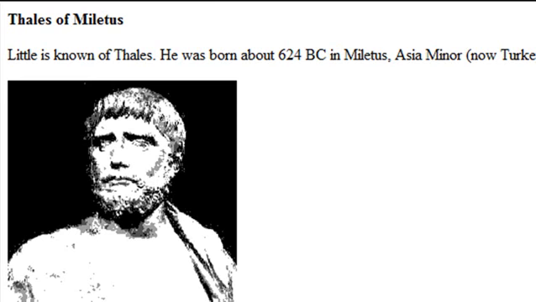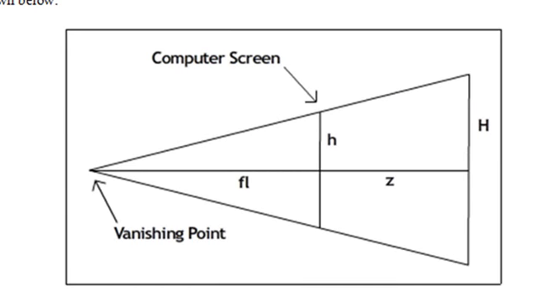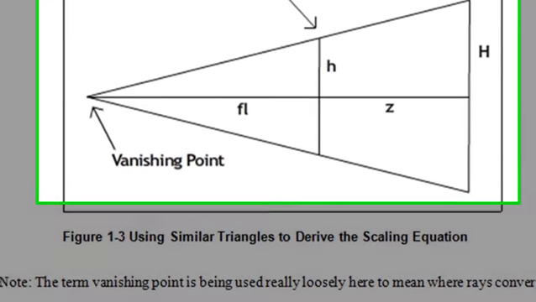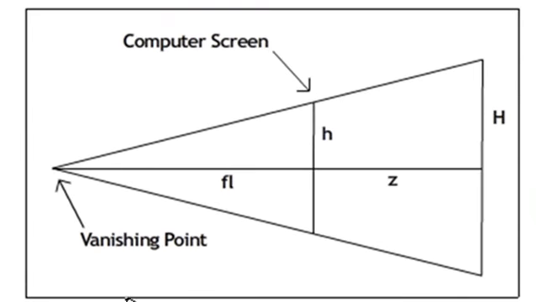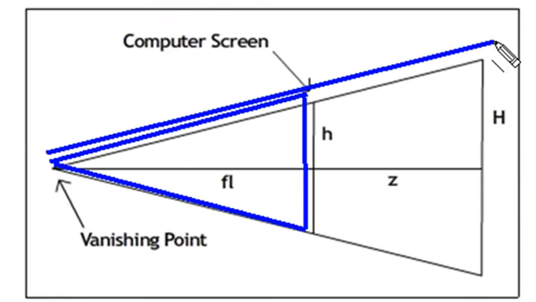Let's go back and actually show you his idea of similar triangles. Here it is right here. We're actually going to derive the theorem of perspective scaling from similar triangles. Let me explain this diagram real quick. You have two triangles. You have a small triangle right here, and it just extends, and you can think of it as a large triangle right here.